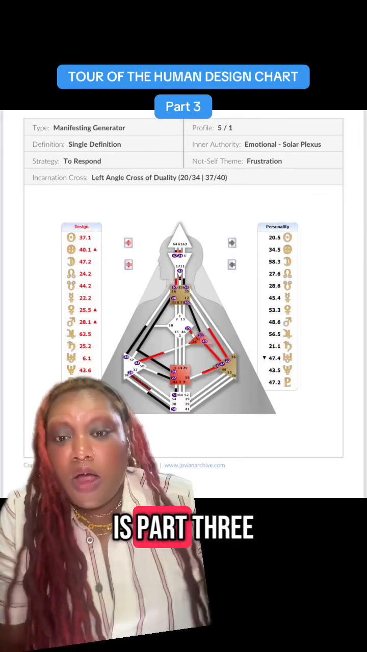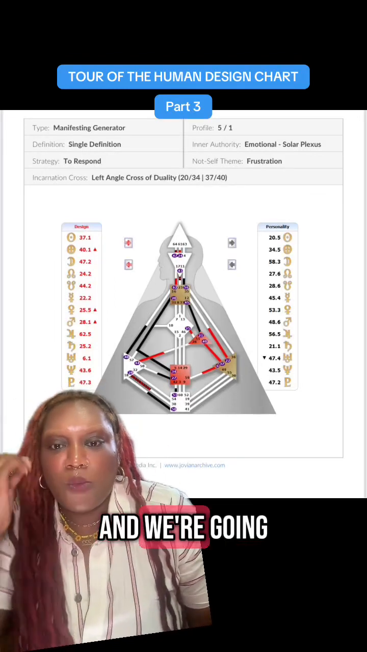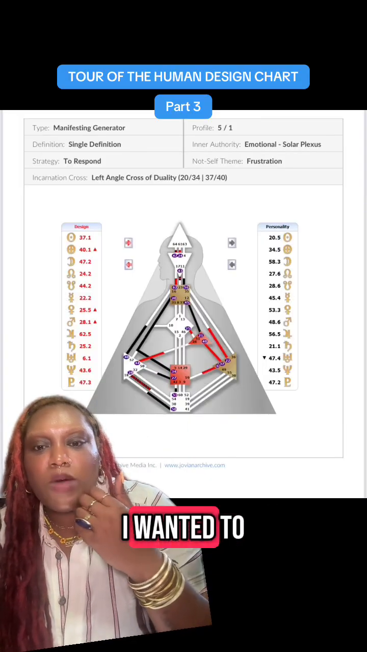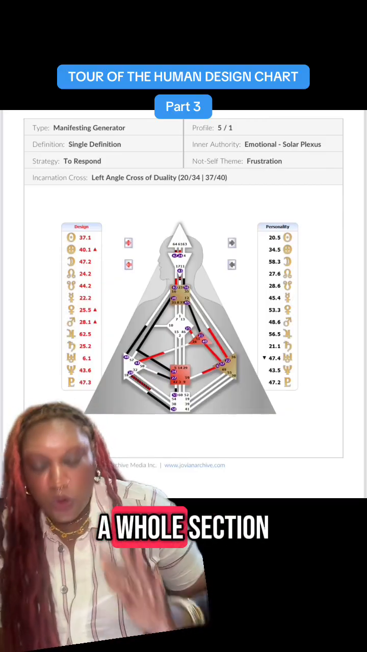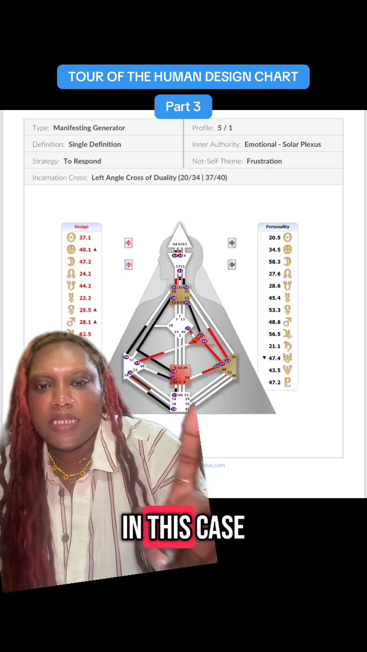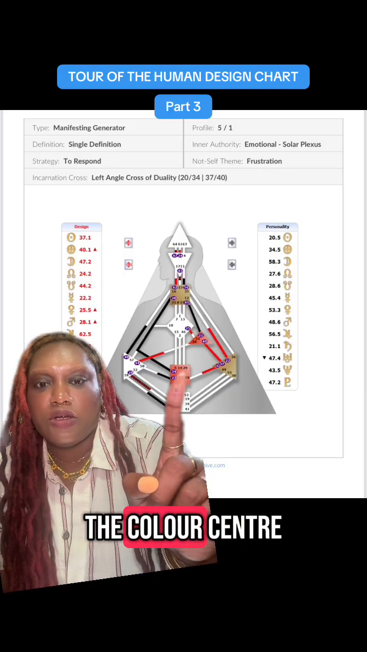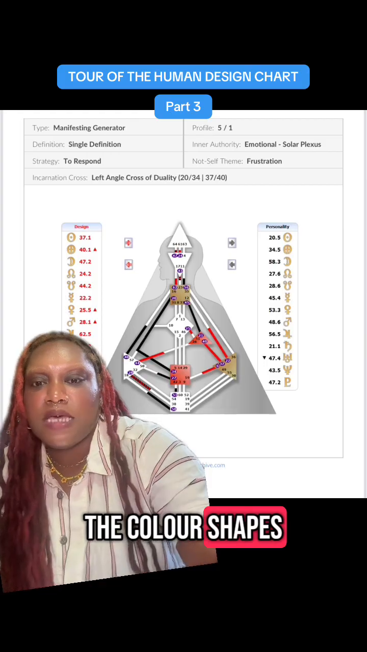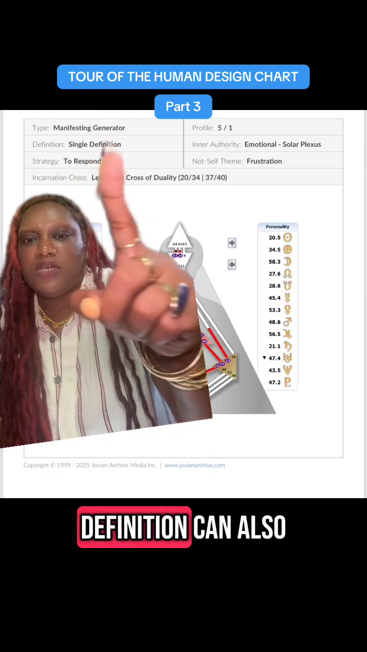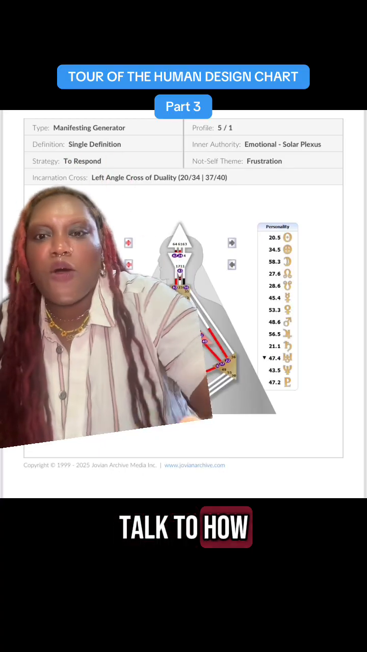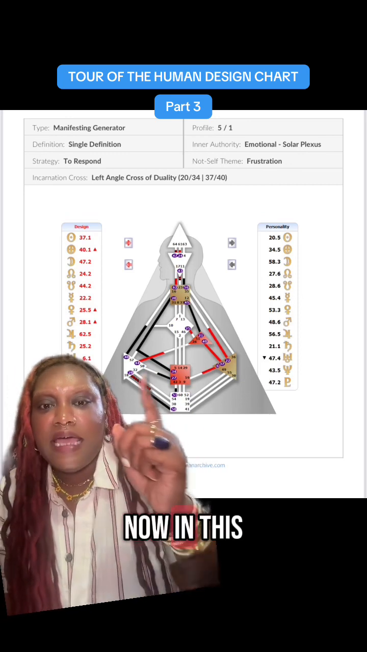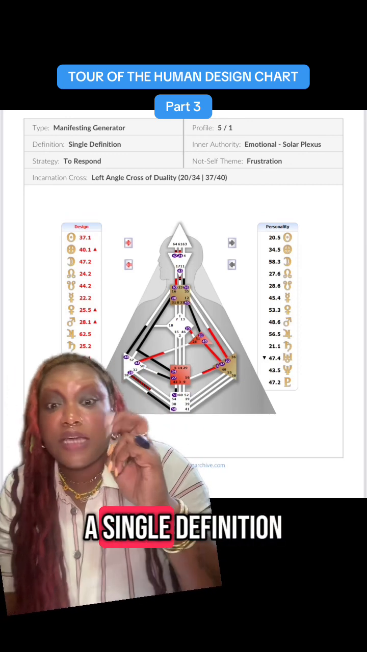Okay, so this is part 3, and we're basically taking a tour of the human design chart. What I wanted to talk about in this section is to start a whole section where we're talking about the centers and definition. And definition in this case, we're talking about the colored centers, the colored shapes. I think in the first video I shared how definition can also talk to how your defined centers are connected. Now, in this case, this one has a single definition.